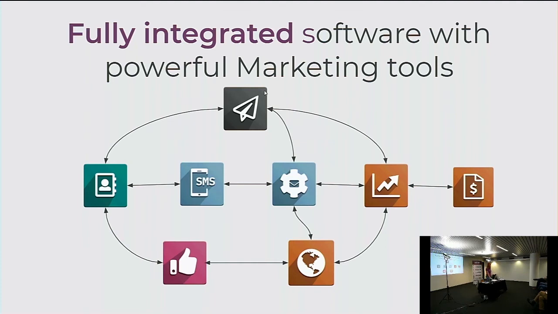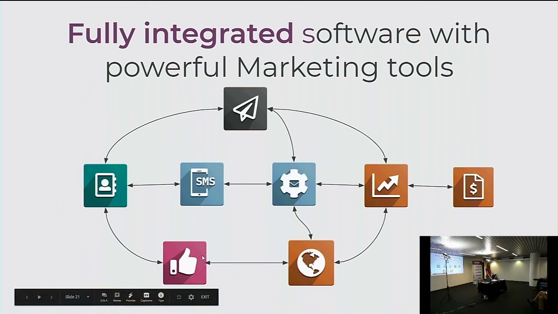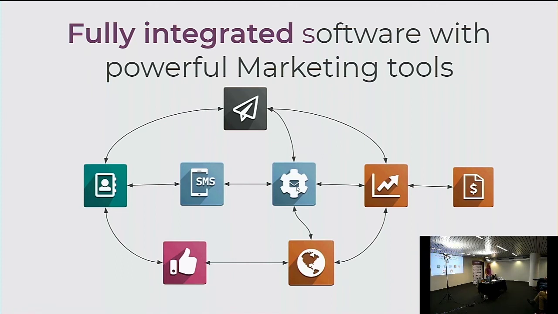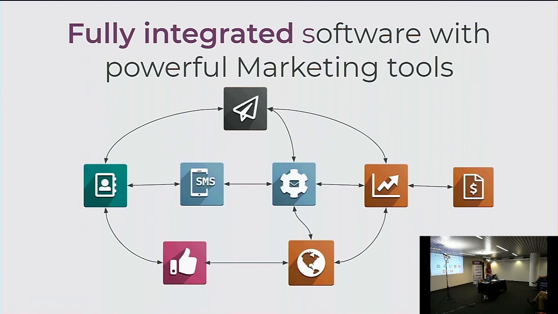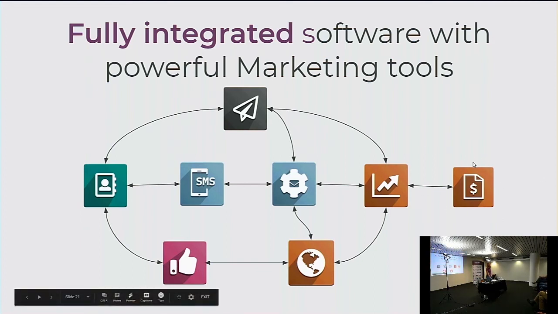And you see, from the contact, you can send SMS, you can send email, you can get in touch with them with the social marketing application. Then with marketing automation, you can create powerful campaigns, as well as with the social application. Everything can link to the website where you do some sales. And finally, you get there, which is maybe the most important part for all companies: you make money.